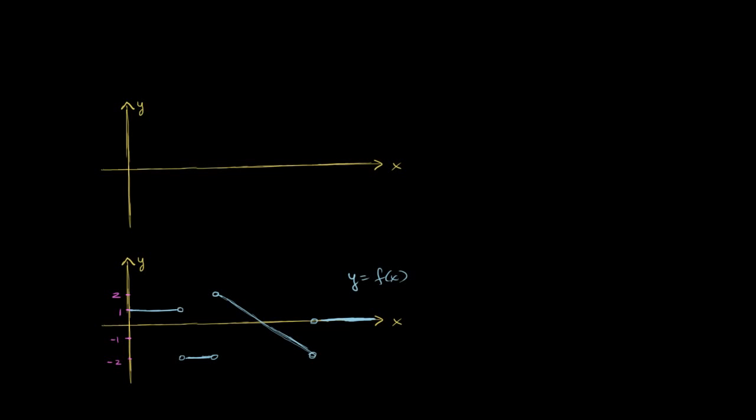In the last video, we looked at a function and tried to draw its derivative. Now in this video, we're going to look at a function and try to draw its antiderivative. Antiderivative sounds like a very fancy word, but it's just saying the antiderivative of a function is a function whose derivative is that function.